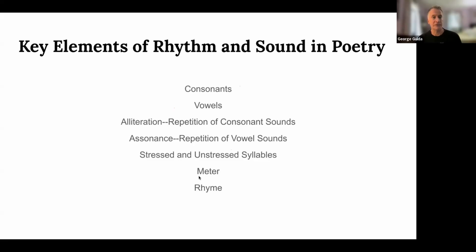Now, meter is another tool related to stressed and unstressed syllables, which is the regular or irregular pattern of stressed and unstressed syllables. And then rhyme. I think you know what rhyme is, but rhyme is essentially the repetition of similar sounds at the ends of words. It can also be the last two syllables of a word, but that's another story. It's called double rhyme. Okay, let's look at some of these elements one by one.